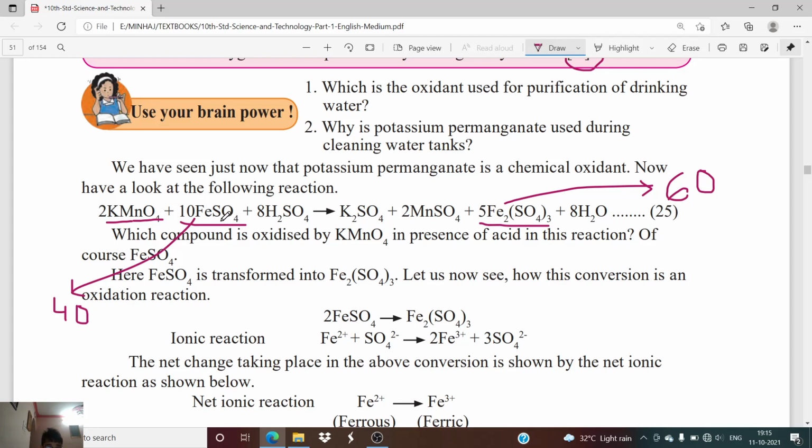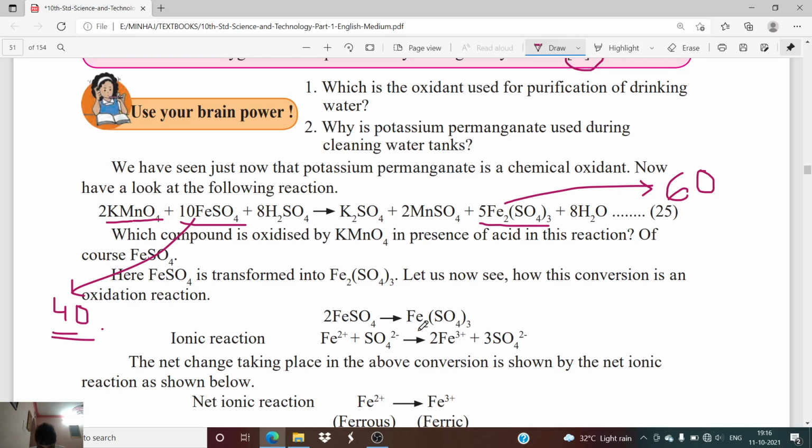So you can see on the reactant side there were 40 oxygen atoms with ferrous, but on the product side the number of oxygen atoms has increased. That shows us that oxidation of ferrous sulfate has taken place. So your FeSO4 is transformed into Fe2(SO4)3. Let us now see how this conversion is an oxidation reaction. Here you can see two molecules of ferrous sulfate are converted to Fe2(SO4)3.